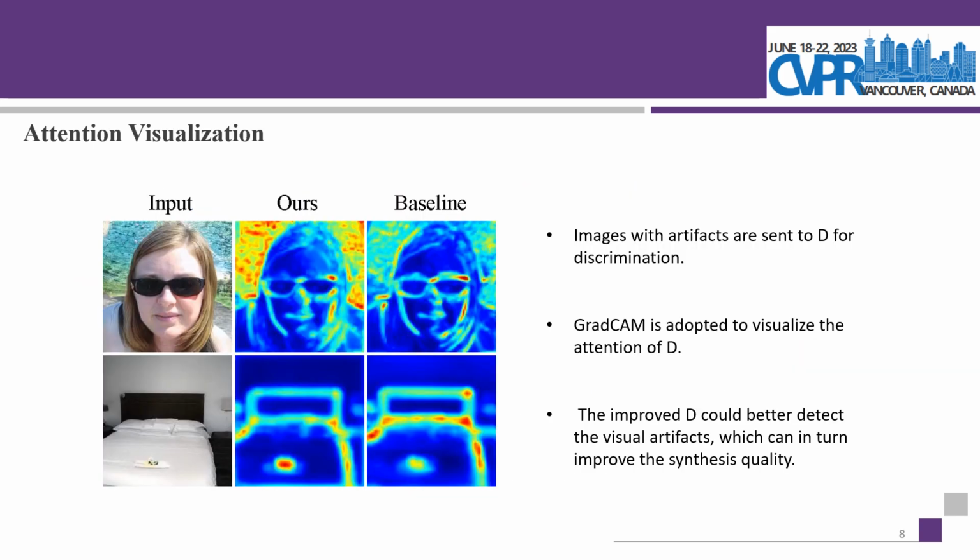In the experiment of attention visualization, we send some synthesized images with artifacts to D for discrimination, and GLeaD is adopted to visualize the attention of D. The improved D could better detect the visual artifacts, which can in turn improve the synthesis quality.